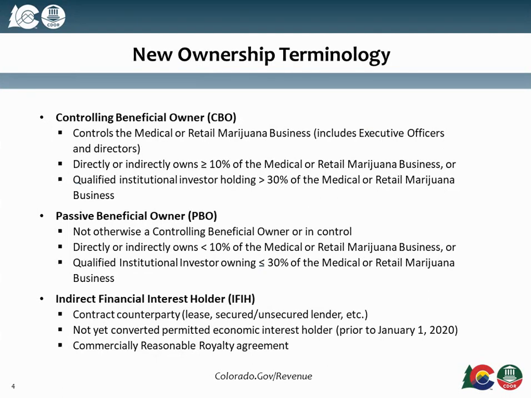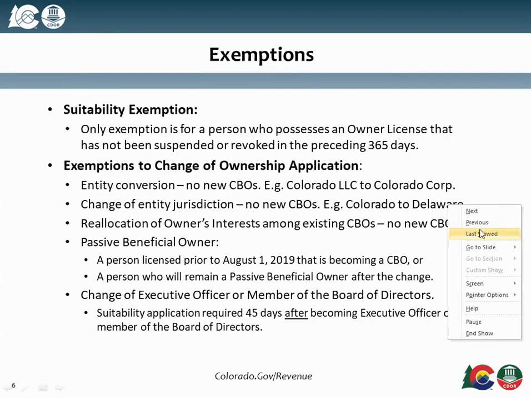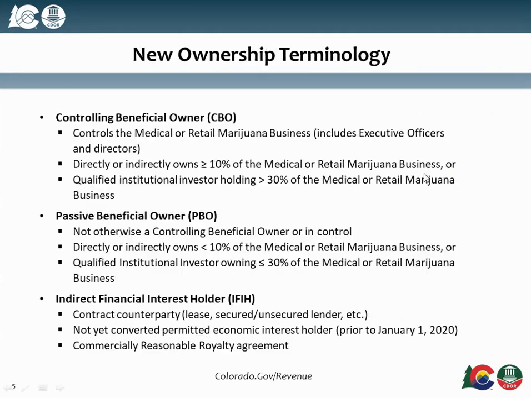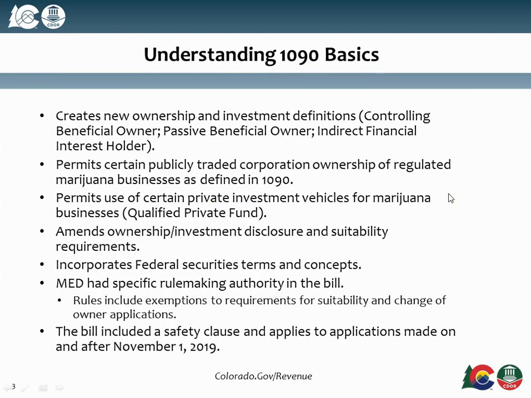Where House Bill 1090 expands the scope of persons or entities that can own or invest in a regulated marijuana business, it defines the scope by looking to areas where there is other regulatory oversight or enhanced transparency through reporting requirements to the Federal Securities and Exchange Commission, for example. With that framing, I'm going to hand it over to Ross to expand on the basics of House Bill 1090.